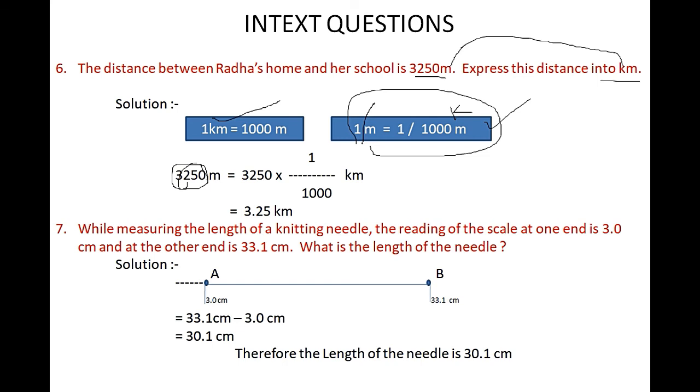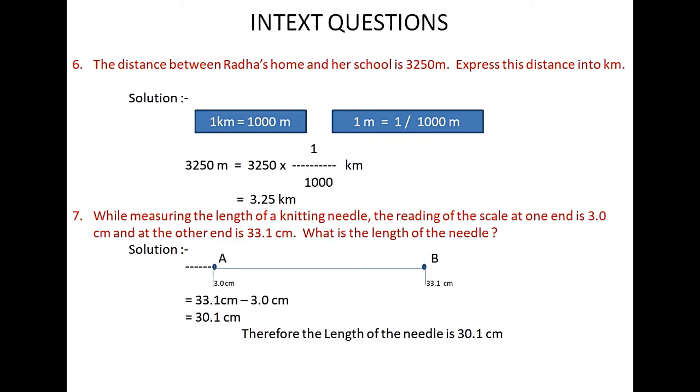Normally we cancel this 0 and this 0. Then we get 325 divided by 100. So 325 divided by 100 is equal to 3.25 kilometer, moving the decimal two places for the two zeros. Therefore, 3250 meter is equal to 3.25 kilometer. That's all about the sixth problem.